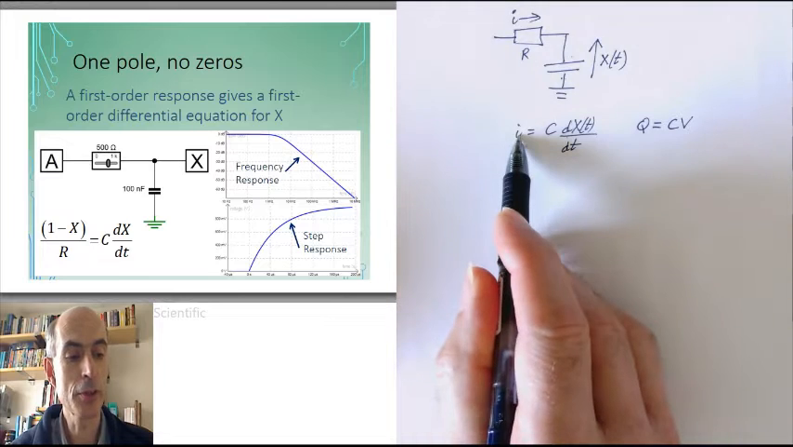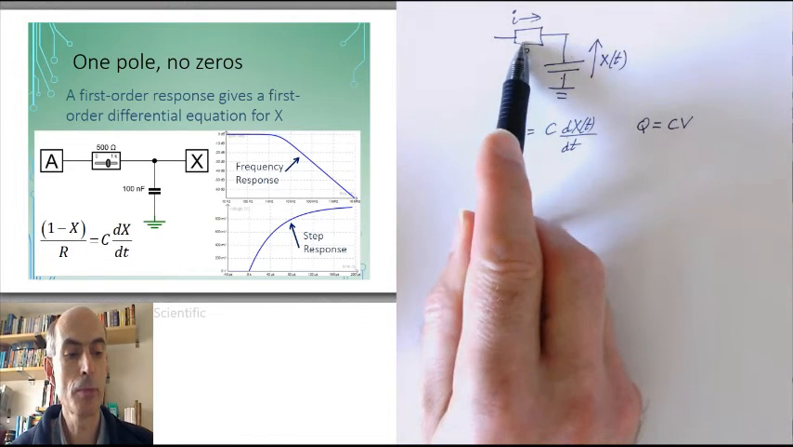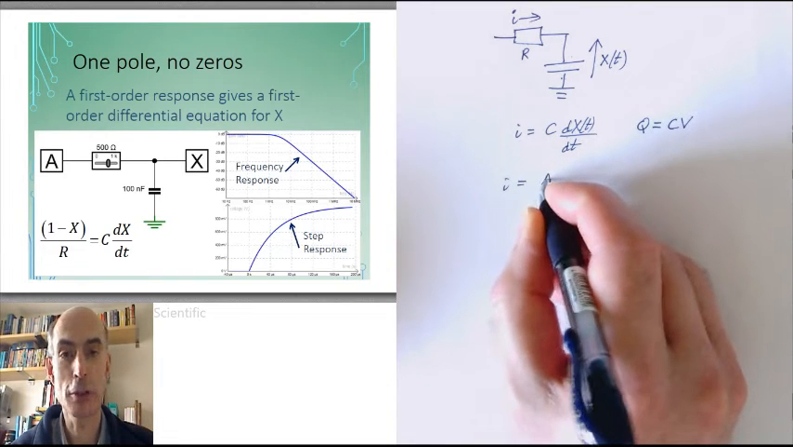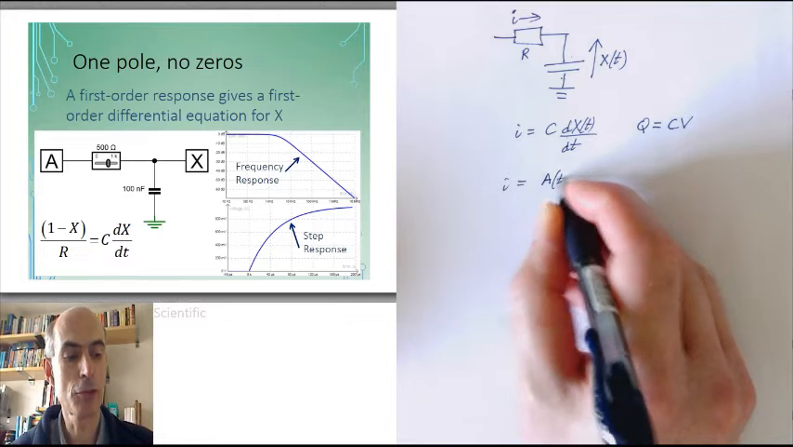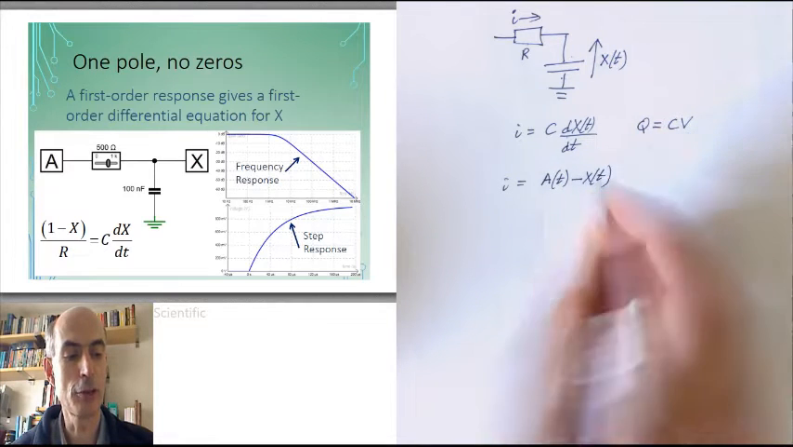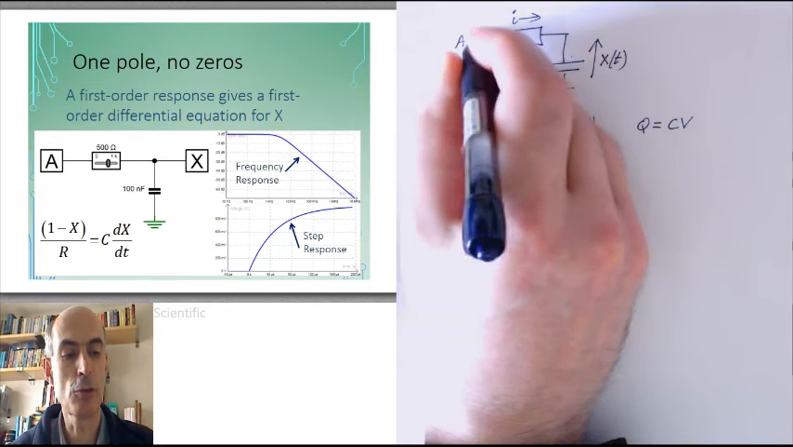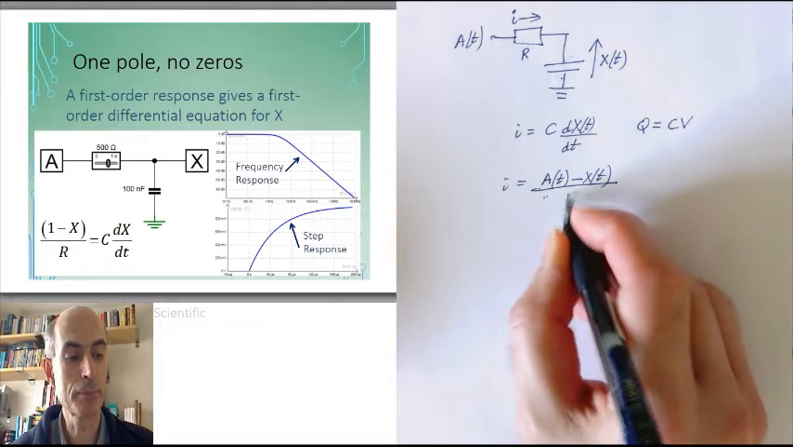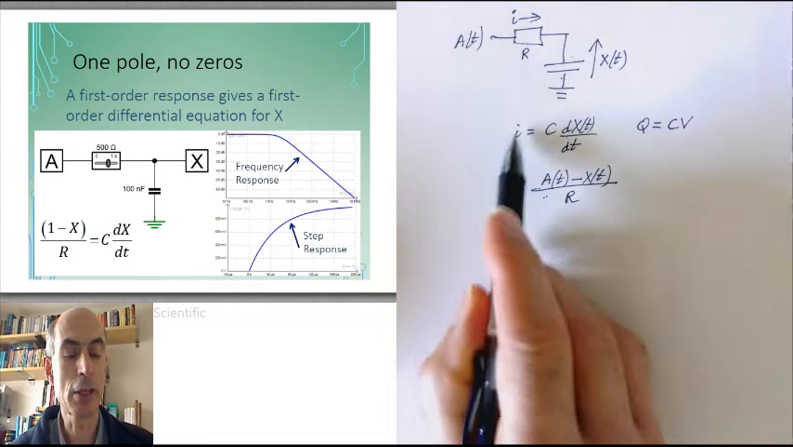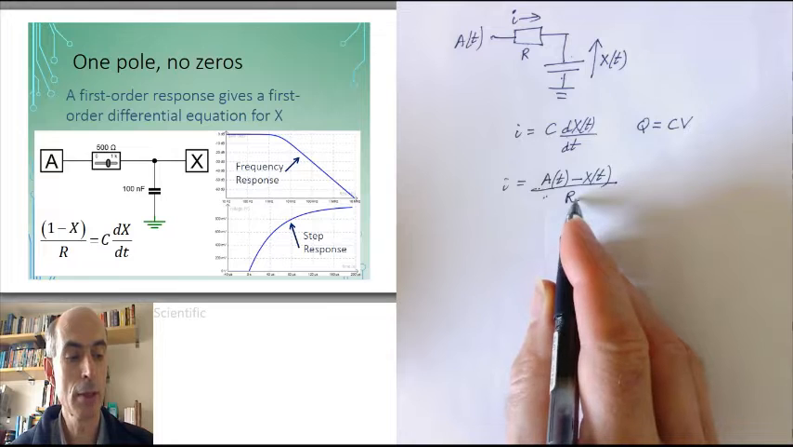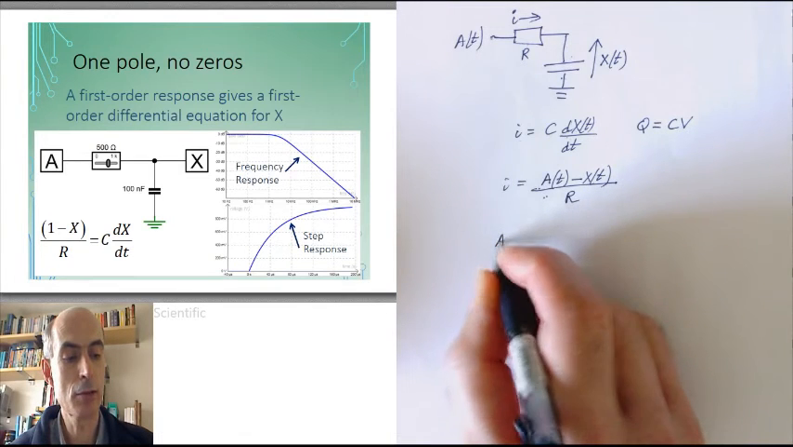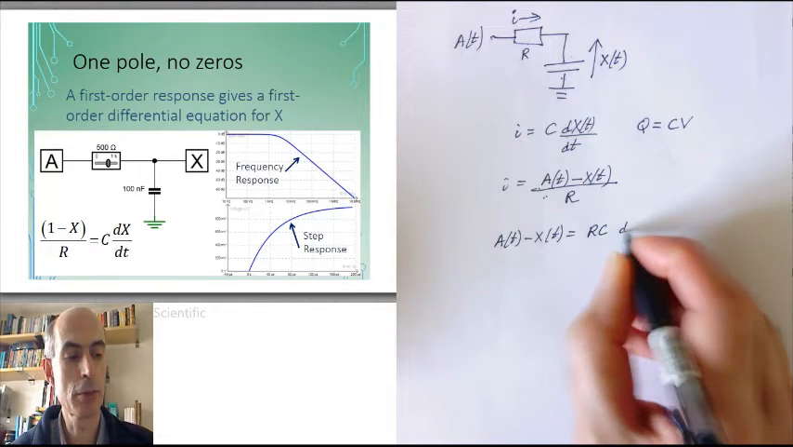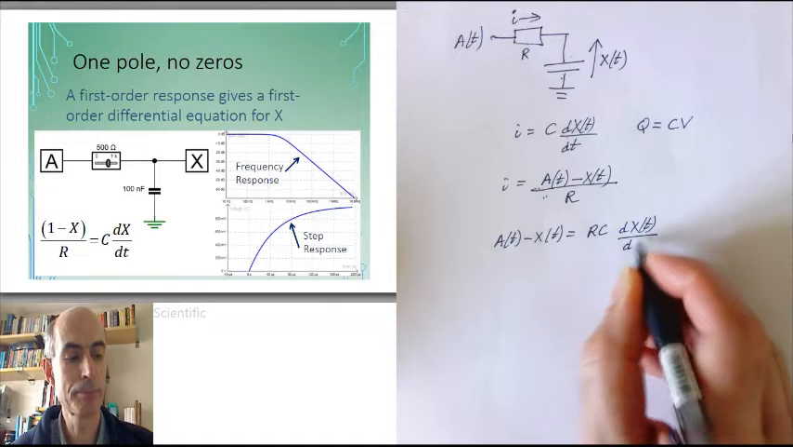Also, we know that the current I is, by Ohm's law, going to be given by the voltage difference across the resistor, which is A of t minus X of t, if A is the voltage at this point here, divided by the resistance R. And we can eliminate the current I between these two equations, and that would just give us that A of t minus X of t is equal to RC times dx/dt.